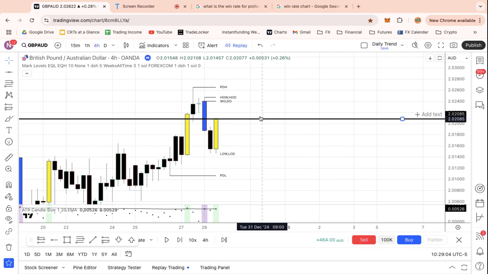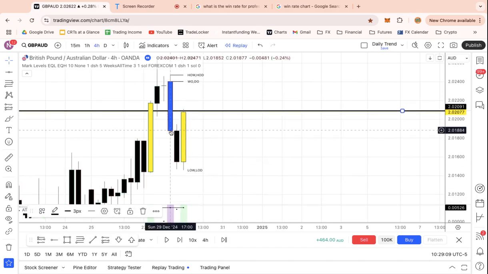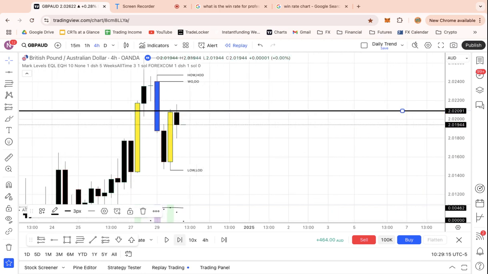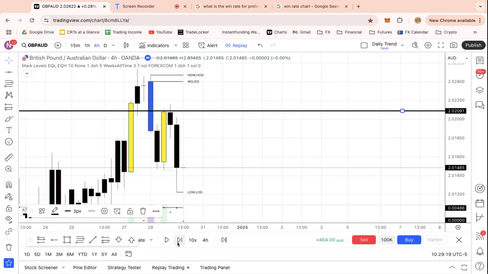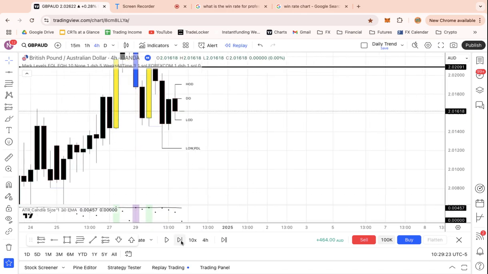New range right here. Let's see what happens here. I did miss the entry. That could have been a little bit of a win, but I'm not going to chase that. I'm just going to try to slow down. Sometimes with the replay, it can be tricky. Okay, so no consolidation above the range there, so we won't worry about that. Let's wait for the next range.